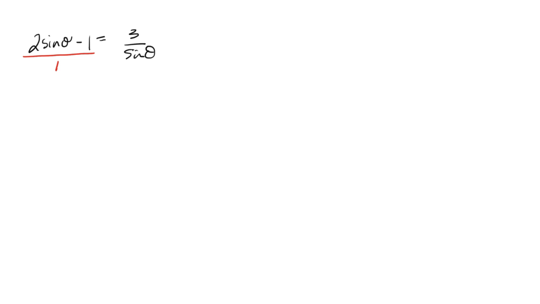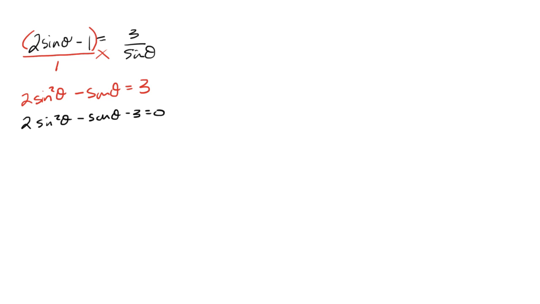And what we're going to do is, I don't want the bottom, so either I can just multiply by the common denominator, or some of you might be better off thinking of it as a cross multiply problem. So when we cross multiply, we get 2 sine squared minus sine theta equals 3. We set this to 0. We get 2 sine squared minus sine minus 3 equals 0. Factor it out, see what you get.